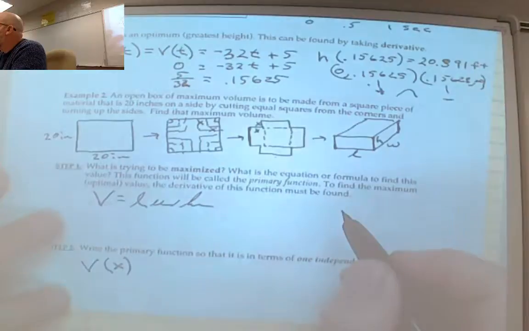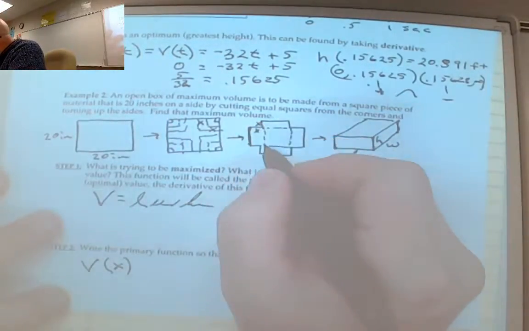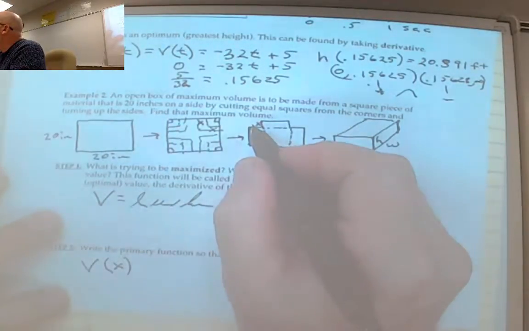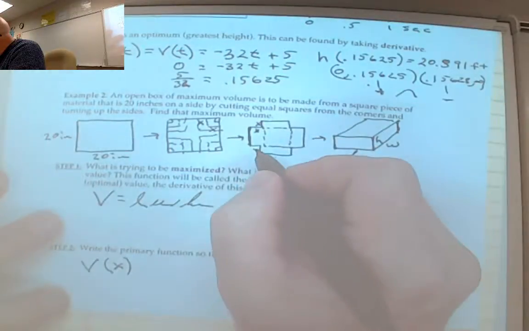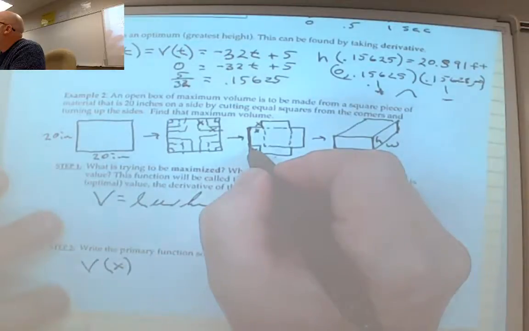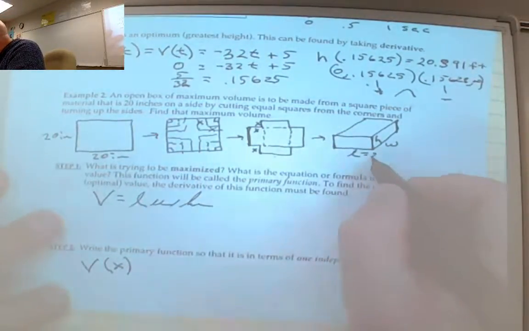Hannah, what's this length from here to here? It was 20, right? And then I cut a chunk out of the top part and the bottom part. So I removed x here and I removed x here, correct? So what's this length? Yeah, that's 20. So that's going to be 20 minus 2x.